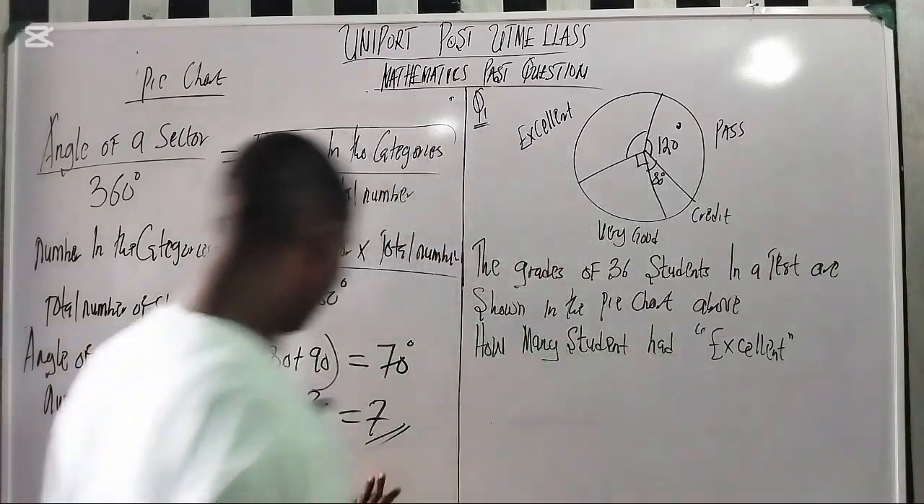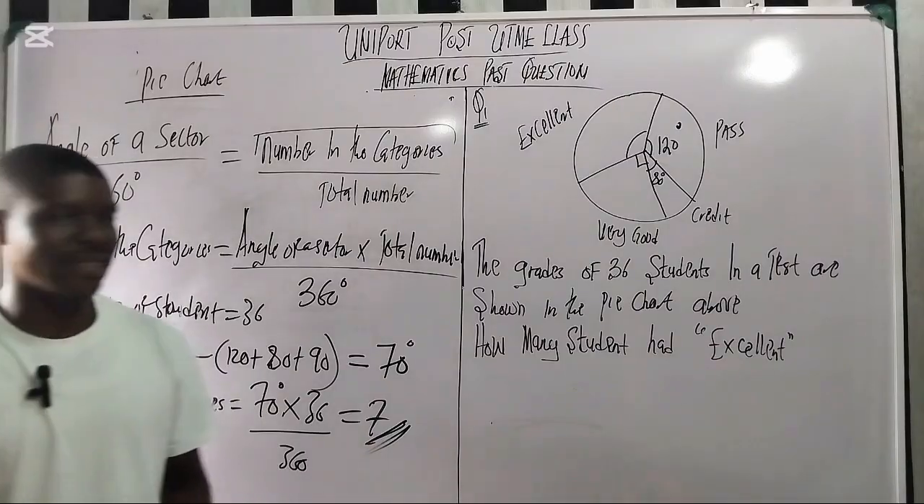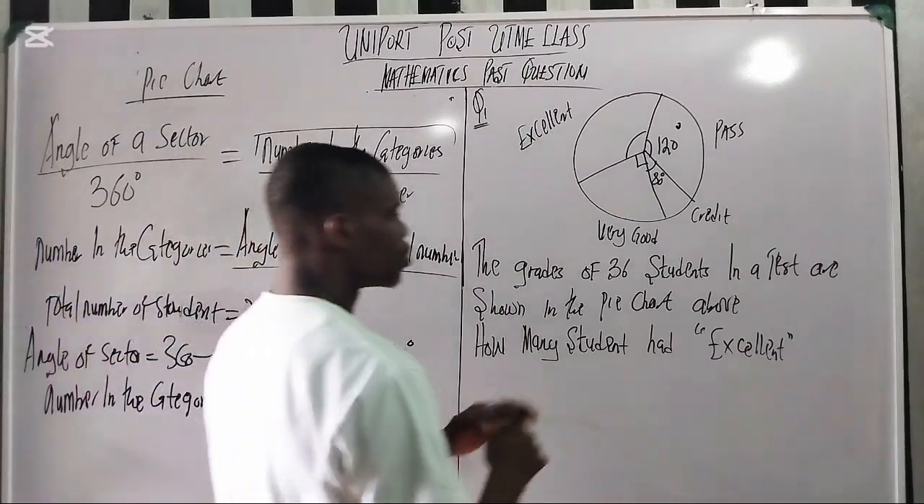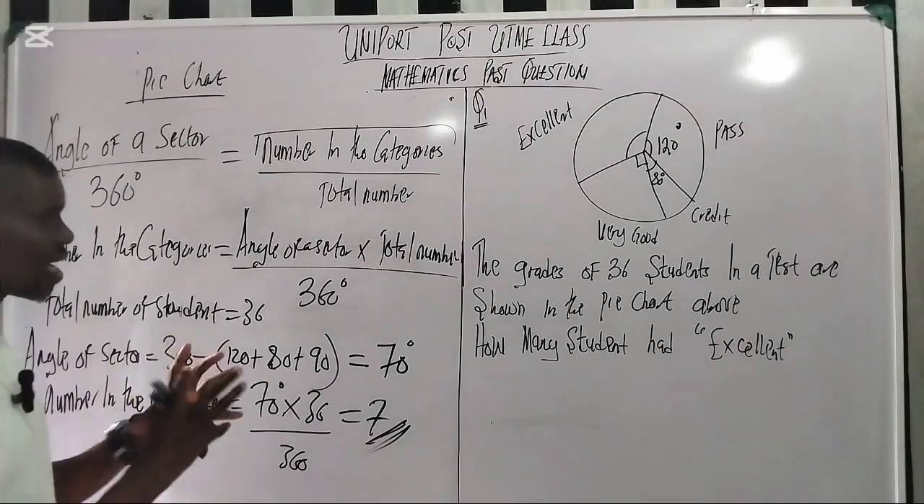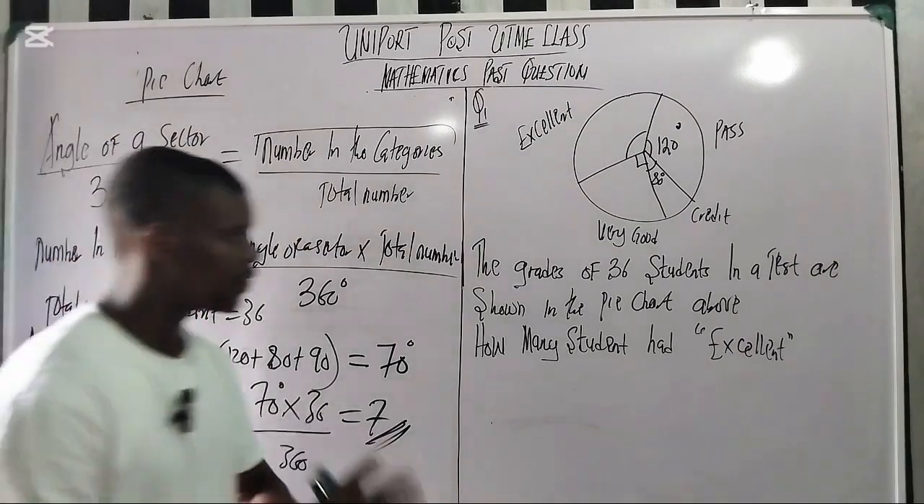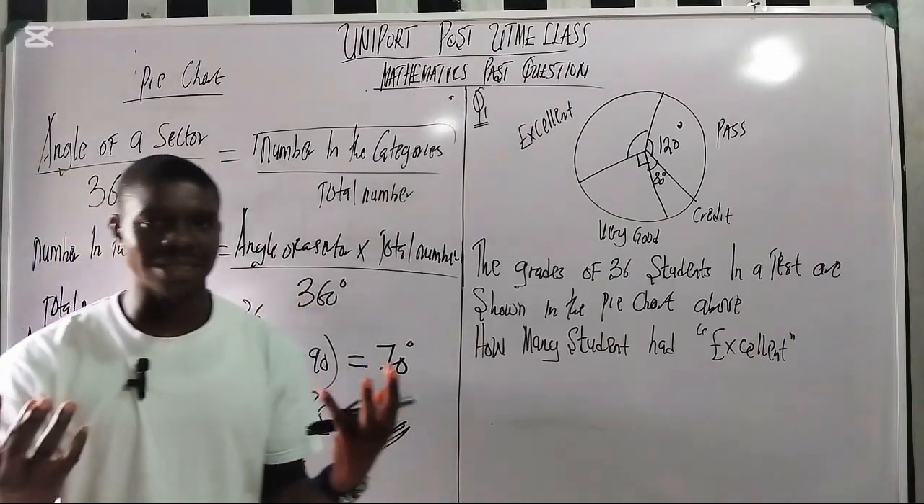So 7 is the answer here. You can see it here, right? Just follow this procedure I've just done in this video. You can see how easy it is. It's not difficult, right? We are still going to solve another question so that you understand it better.